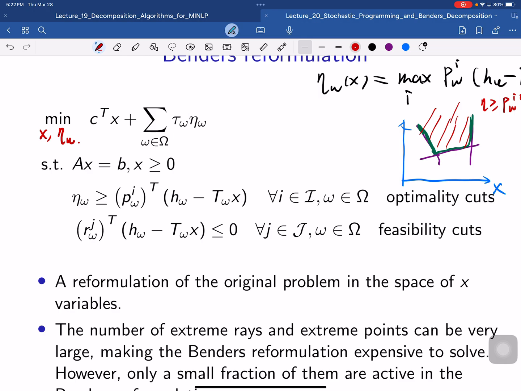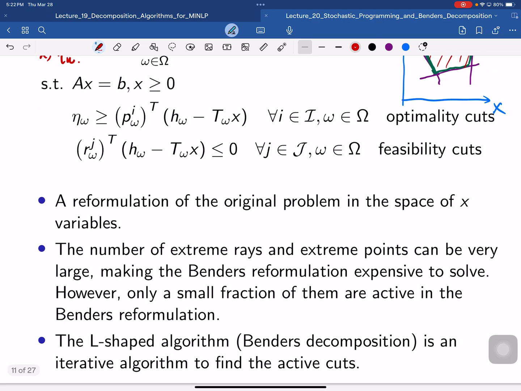But on the other hand, you are introducing a combinatorial number of constraints, right? The number of extreme points and extreme rays can be extremely large in an optimization problem. So the Benders reformulation is even more expensive to solve than the original problem, because basically you are doing some heavy lifting by enumerating all the extreme points and extreme rays and adding them to this reformulation problem. So this is definitely not practical.